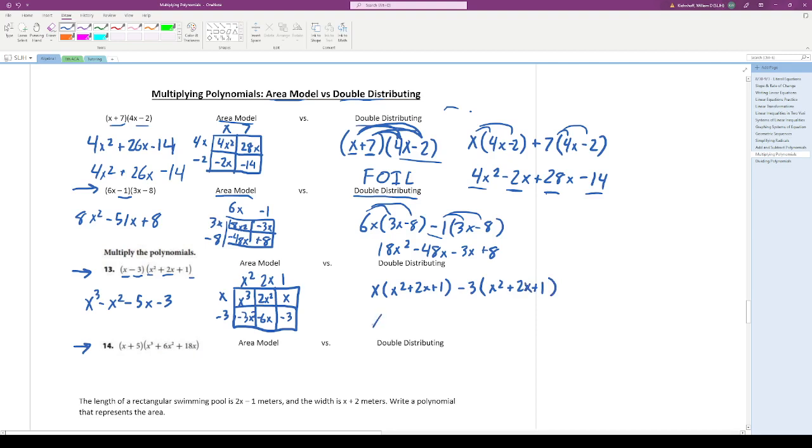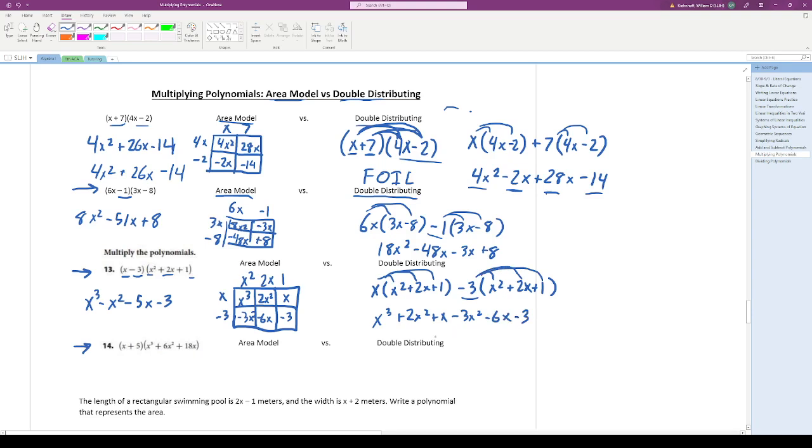When we distribute these, we end up with x cubed plus 2x squared plus x when we distribute this x here. And then we have minus 3 distributed, so that's minus 3x squared. Then minus 3 times 2x is minus 6x. And then minus 3 times 1 is minus 3.